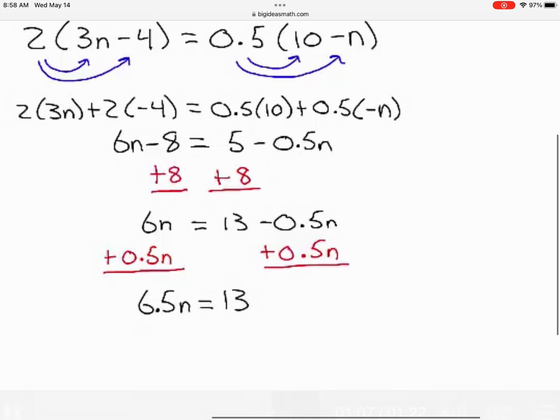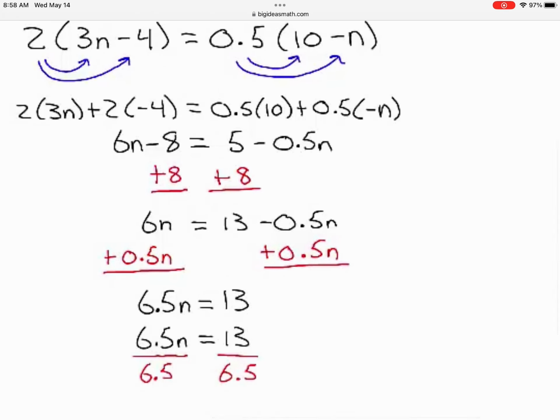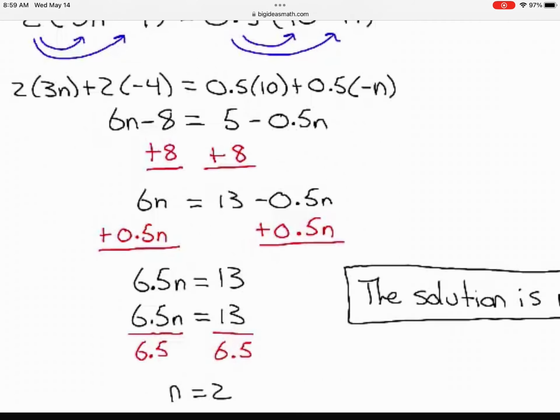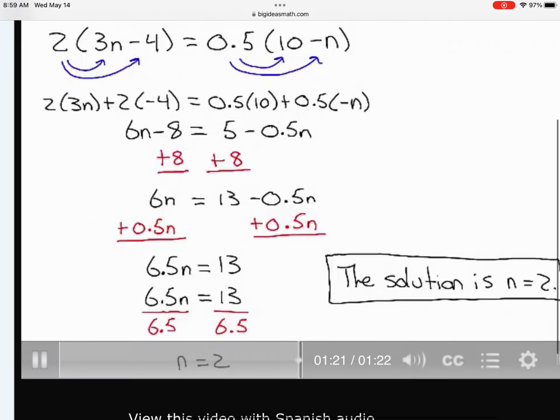Then divide each side of the equation by 6 and 5/10 to isolate the variable. Because 6 and 5/10 divided by 6 and 5/10 is 1, and 13 divided by 6 and 5/10 is 2, n equals 2. So the solution is n equals 2.